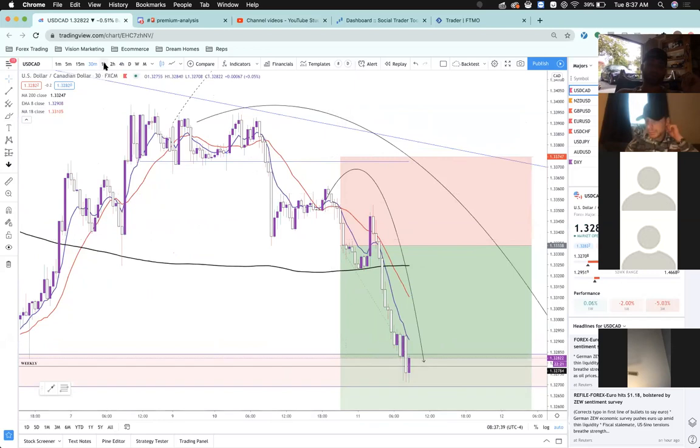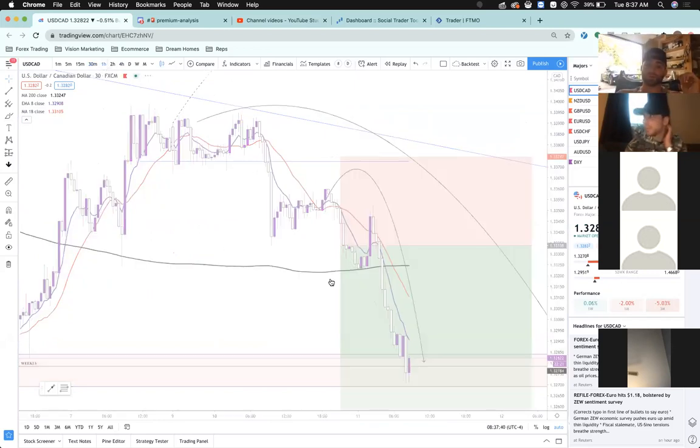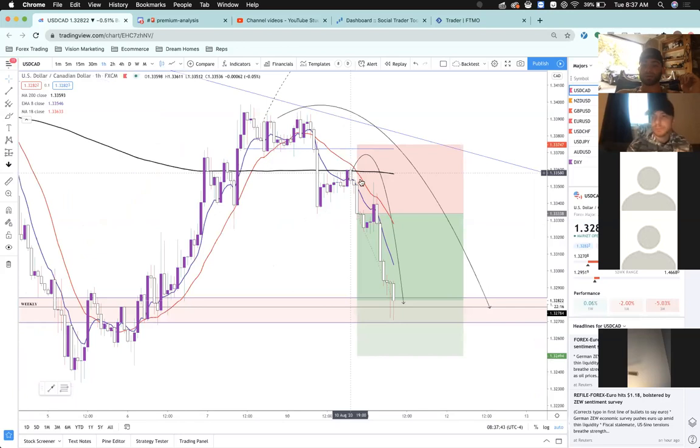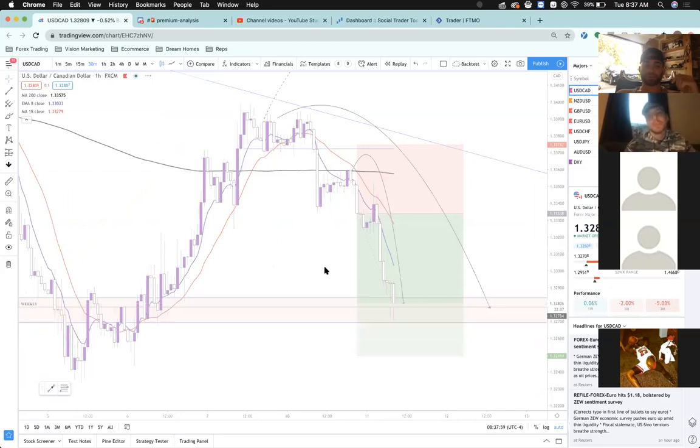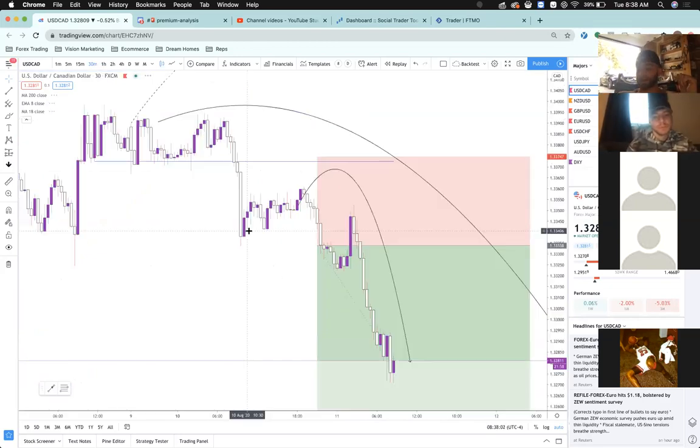And just one more confirmation I was using on this one was the 1 hour. This pullback retested the 1 hour 200 day, just rejected it hard. And that's when I had my final confirmation that I was going to go short. And stops were a little wide. Stops could have even been a little bit closer on this one.